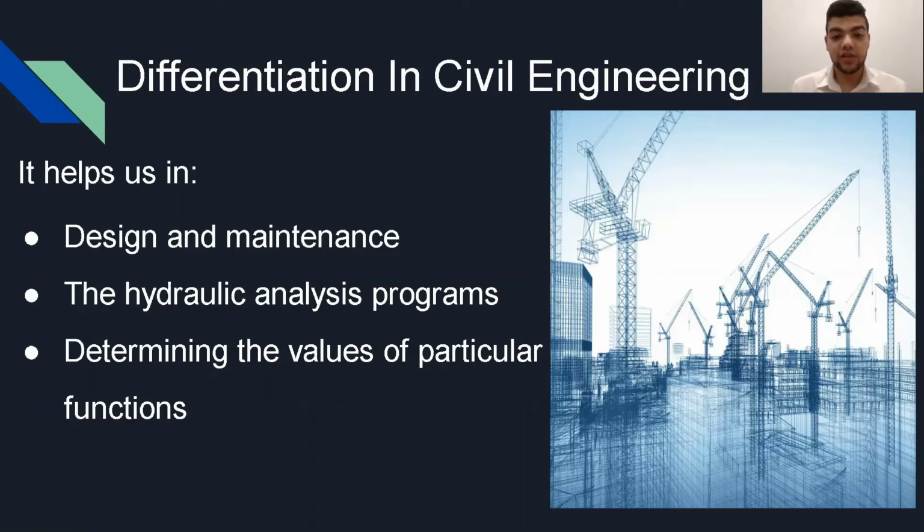So in civil engineering, differentiation helps us in a big way. It helps us to design and maintain the public works, for example, the designing of roads, bridges, energy systems, water systems, railways, and even airports. It helps us to design them and keep them maintained.